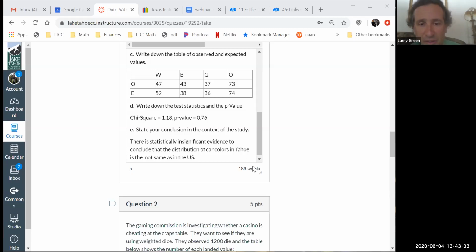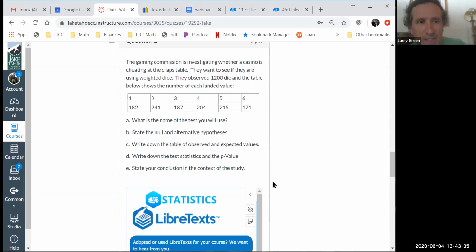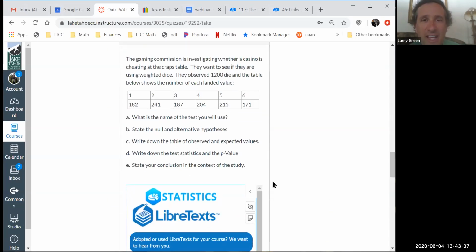Okay, so ready for number 2. Let's take a look at number 2. The Gaming Commission is investigating whether a casino is cheating at the craps table. By the way, you don't have to know anything about how to play craps. They want to see if they're using weighted dice. They observed 1,200 die rolls, and the table below shows the number of each landed value: 182, 241, 187, 204, 215, 171.